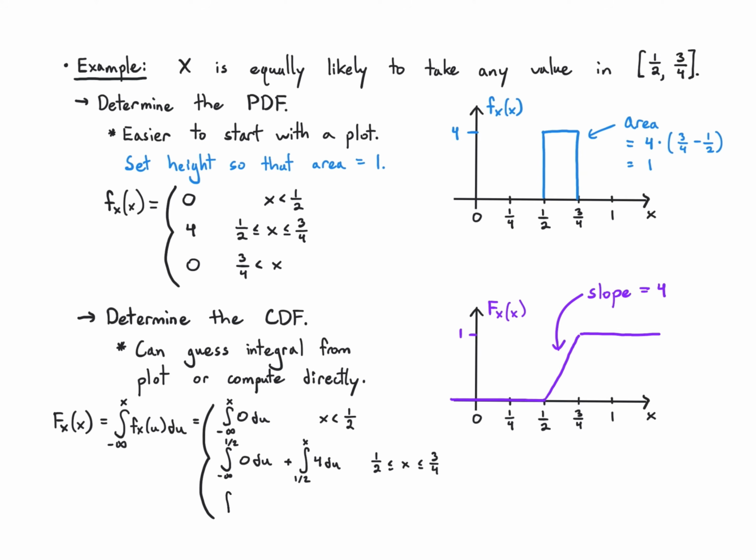After I've crossed 3/4, I'm going to be integrating 0 for a while, and then 4 for a while, and then back down to 0 for a while. And I can complete all these integrals. If I work all of them out, what I'm going to find is there's going to be 0, and this next one is going to be 4x minus 2. And finally, this last one is going to be 1.